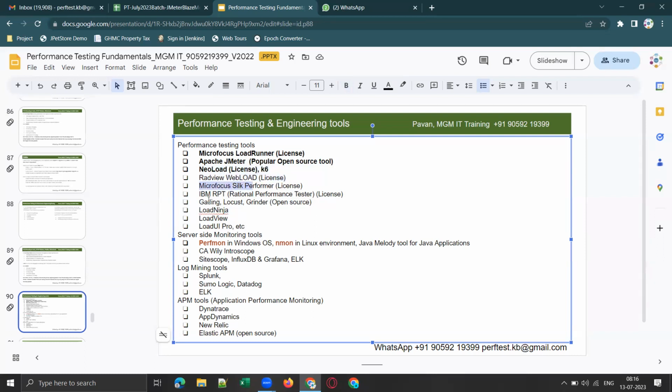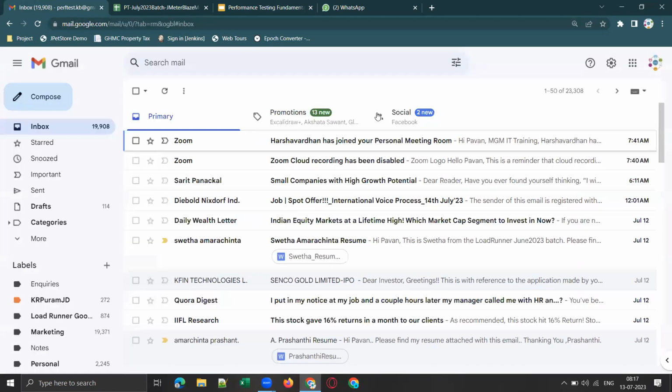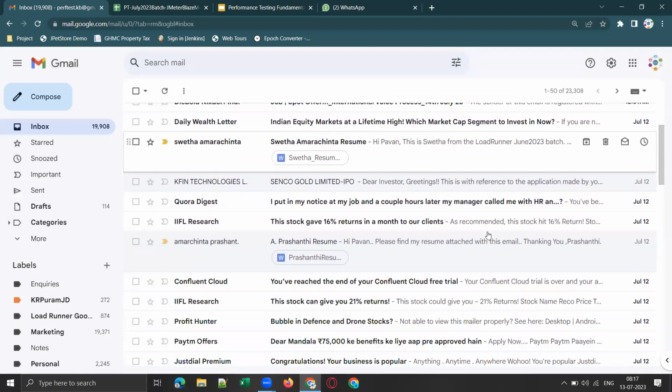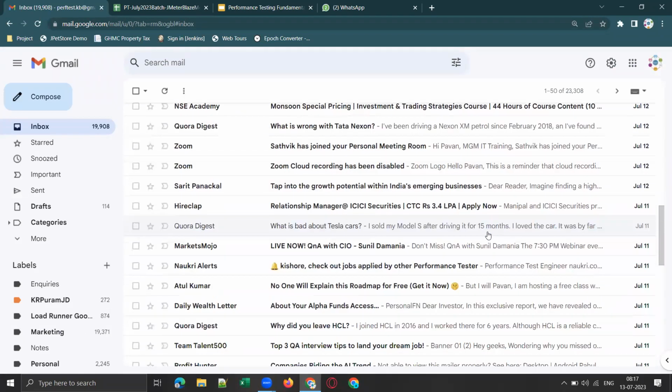And Micro Focus SilkPerformer, IBM RPT. This RPT was developed by IBM itself, and again, it's a licensed tool. And Gatling, Locust, Grinder, these are open source tools, free tools. Apart from that, you have LoadNinja, LoadView, LoadUI Pro, etc. Okay. You need not learn all the tools, but if you see any particular job description, all they ask is LoadRunner and JMeter mostly.